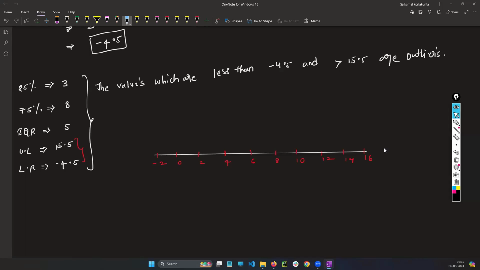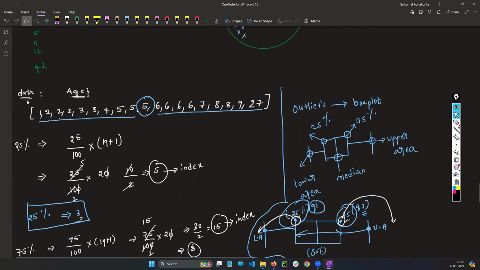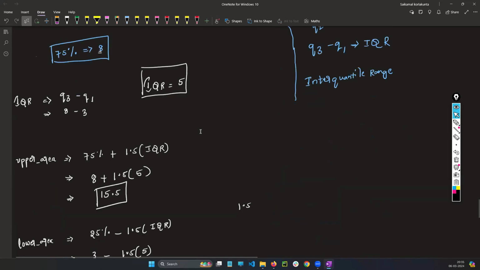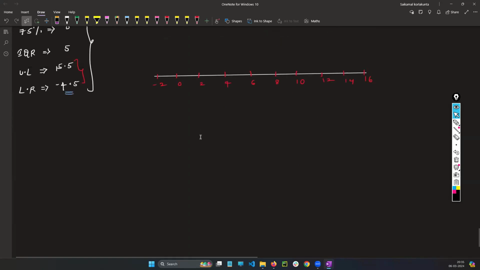So what is the lower limit? Lower limit is minus 4.5. Keep it aside. The values which are less than minus 4.5 and greater than 15.5 are outliers. So in this data, what is the minimum value? 1 is the minimum value, yes or no? So wherever the 1 comes here, I'll make a dot.